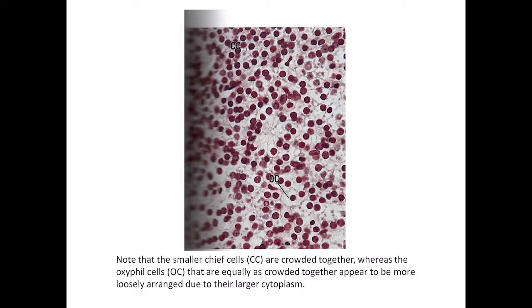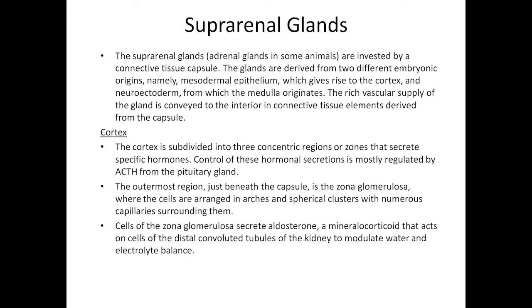Note that the smaller chief cells are crowded together, whereas the oxyphil cells, which are equally crowded together, appear to be more loosely arranged due to their larger cytoplasm.